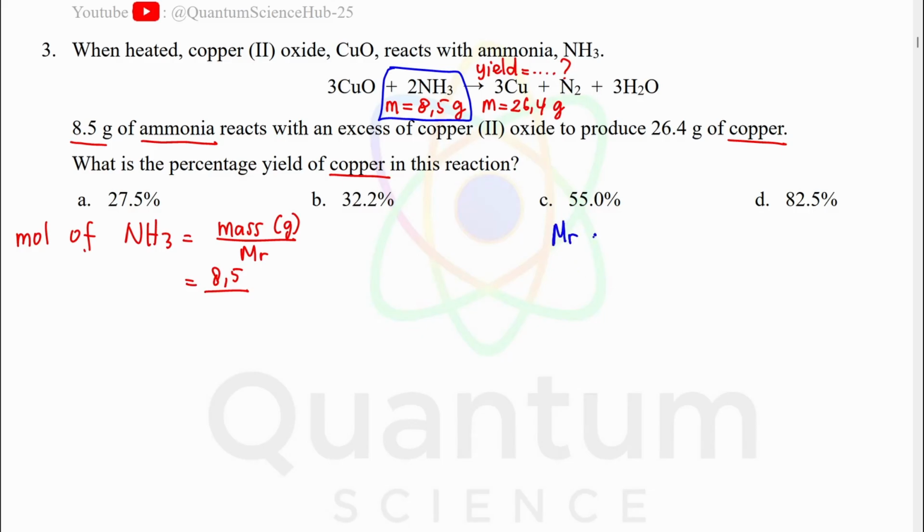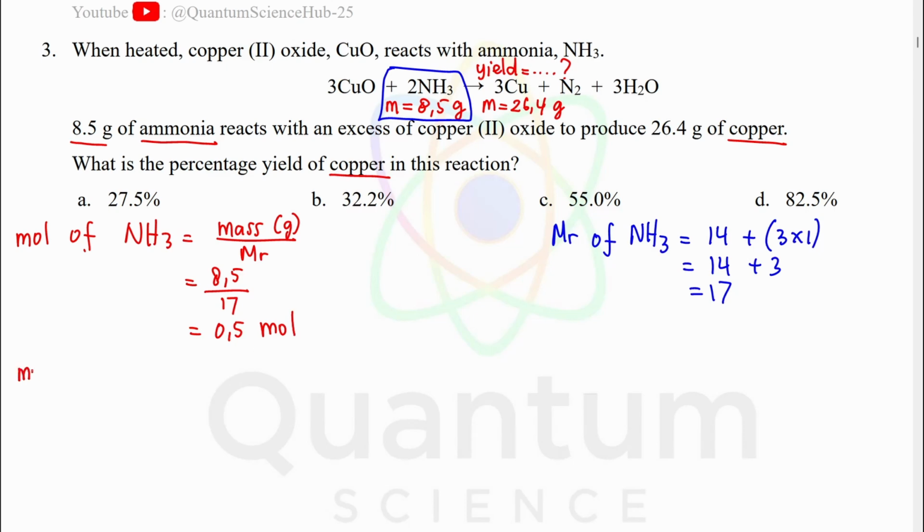So we find the Mr of NH3 in here. If you check the periodic table, nitrogen is 14 and hydrogen is 1. And we have 3 hydrogens in here. So 3 times 1, so it equals 14 plus 3 equals 17. Okay, so you divide by 17, which equals 0.5 mole.